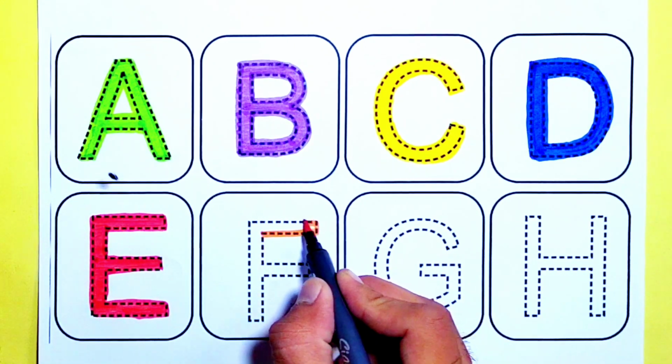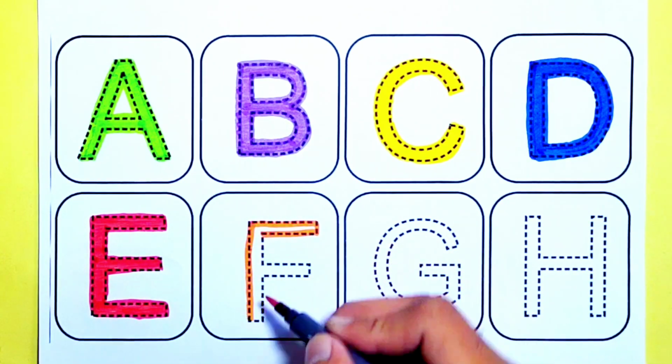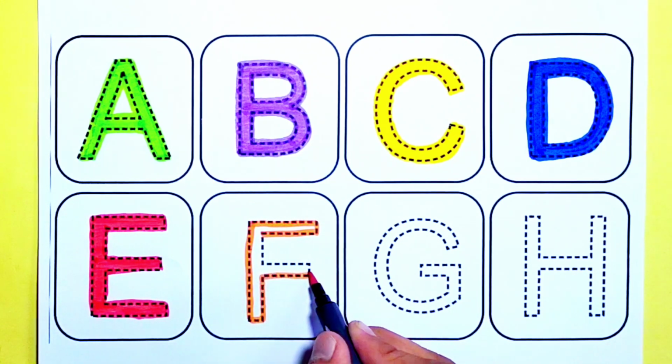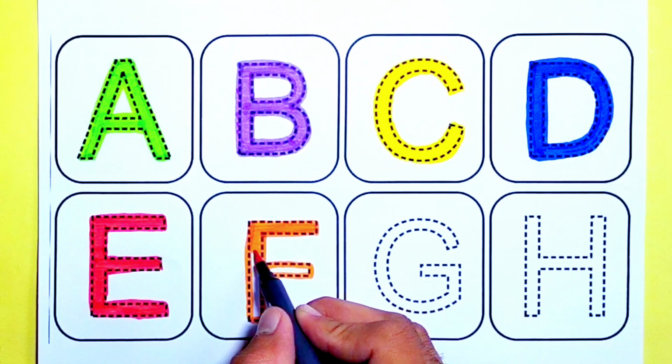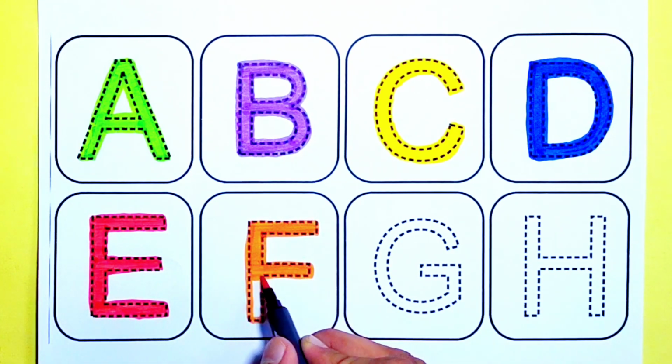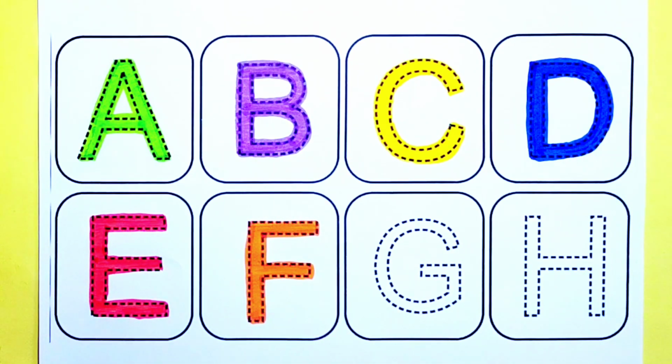F for frog. F for fan. F for frog. F for fan. Dark green color.